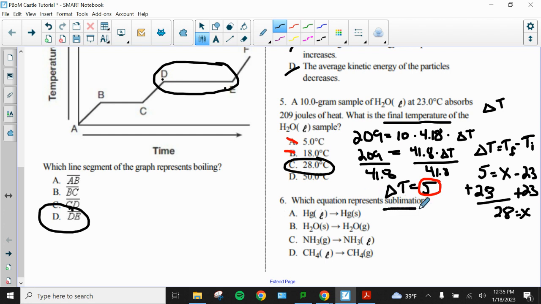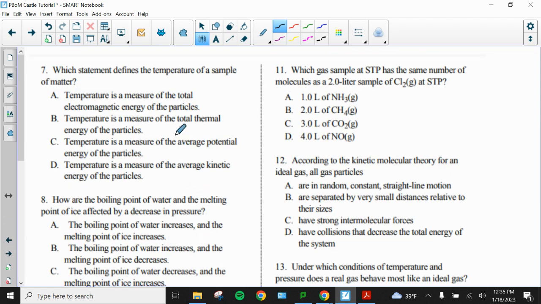Which equation represents sublimation? Sublimation is a phase change that goes directly from solid to gas. So this is all about phase changes. Sublimation's a tough one. It's not one we know very well. We know boiling better. We know melting better, but we still got to know it.